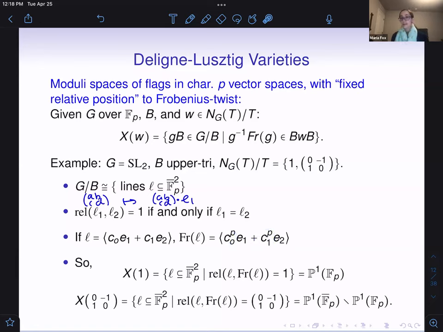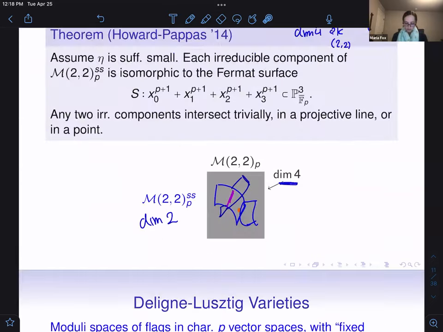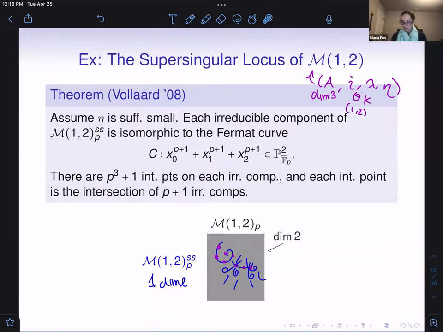Putting this together, we have two Deligne-Lusztig varieties. The first one are those elements in G mod B, that is the lines in our two-dimensional vector space, with the property that the line and its Frobenius twist have the trivial relative position. That is, the line is equal to its Frobenius twist, or in other words, is defined over the base field. So this cuts out exactly the F_p points of P1. On the other hand, we could have taken the non-trivial relative position. That will be the lines in our two-dimensional vector space with non-trivial relative position to their Frobenius twist. That is, not defined over the base field. So these are our two prototypes. And this Fermat surface and Fermat curve are also two examples of Deligne-Lusztig varieties.